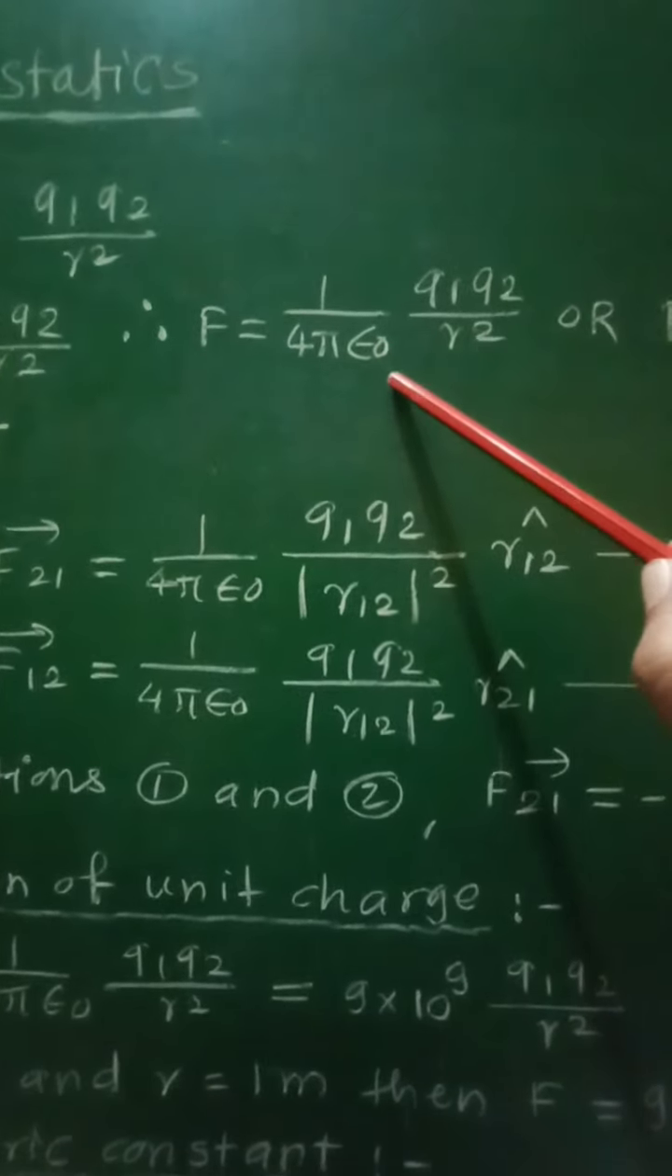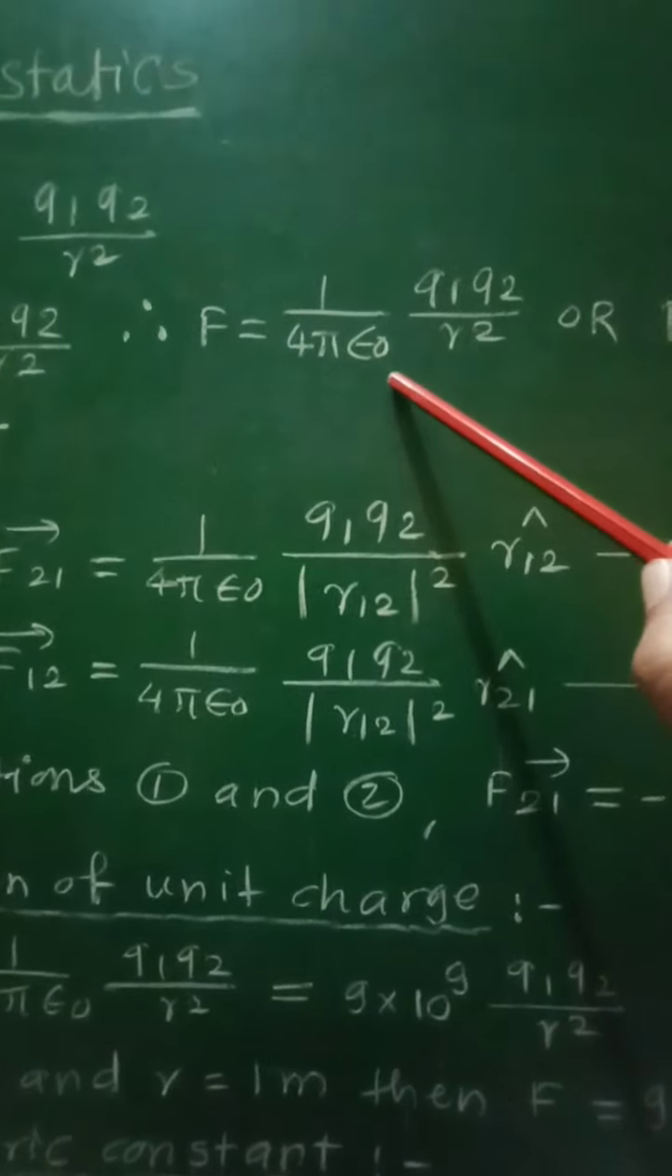So the force in free space will be given as 1 upon 4 pi epsilon 0 Q1 Q2 by r square, and in any medium it will be given as F equal to 1 upon 4 pi epsilon Q1 Q2 by r square. Now let us see the vector form of Coulomb's law. Vector form of Coulomb's law.